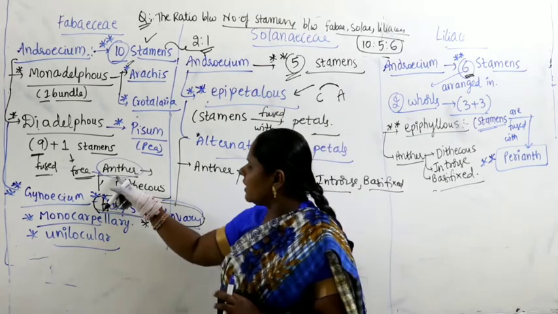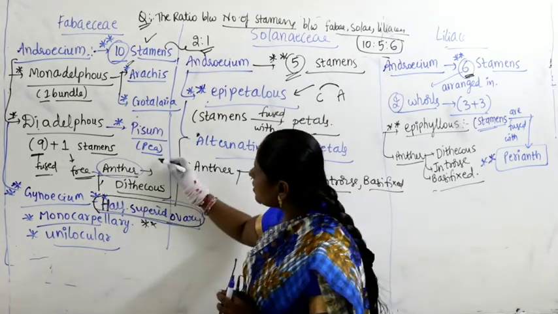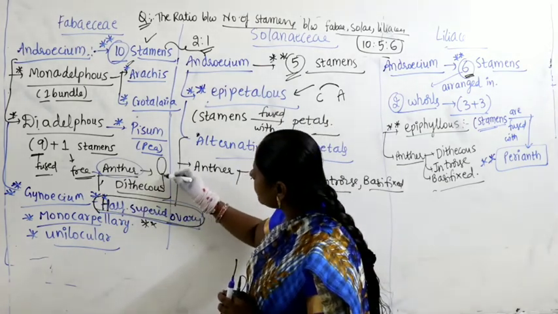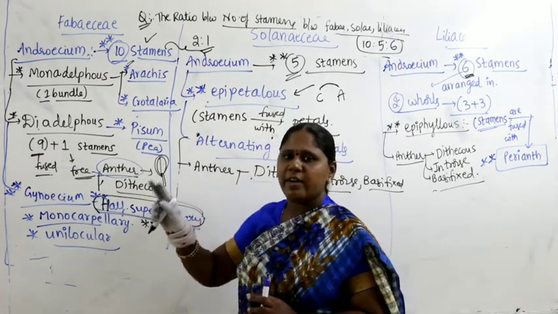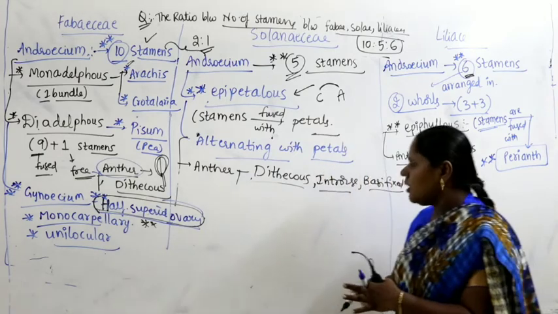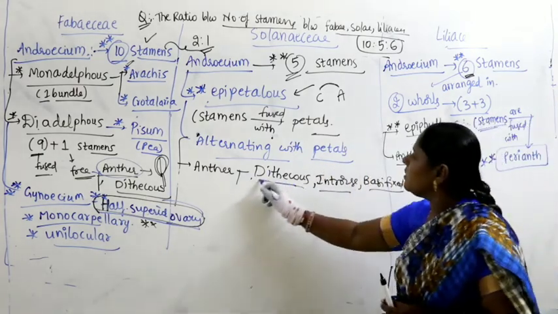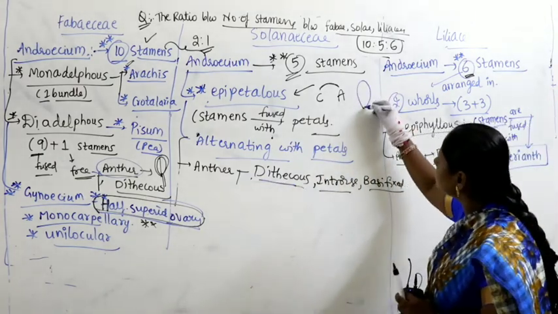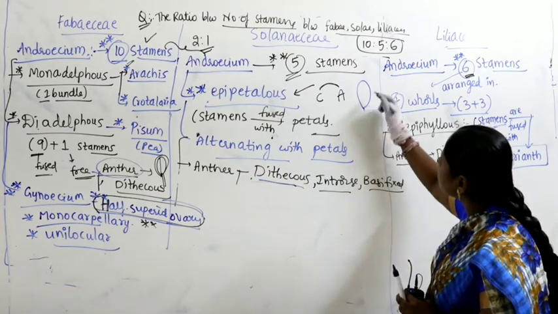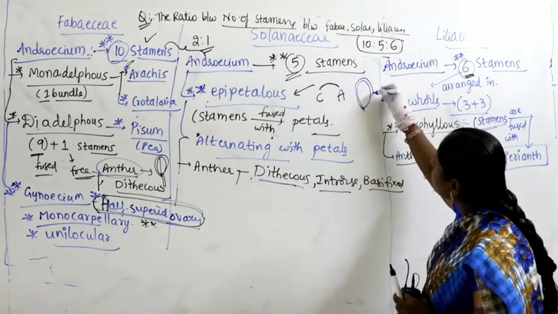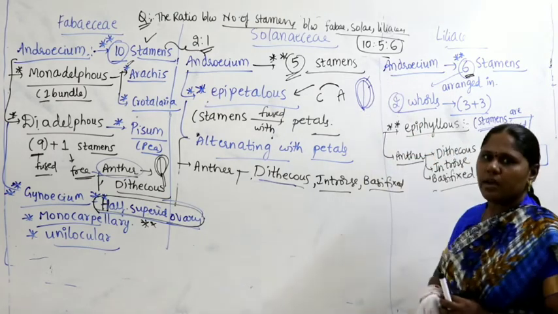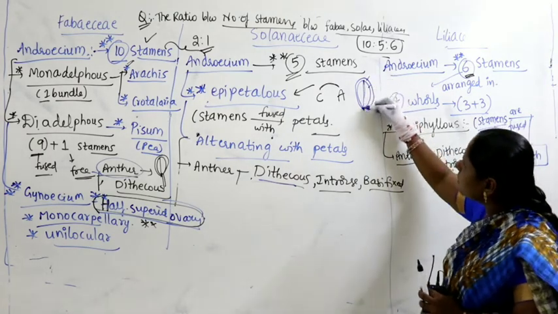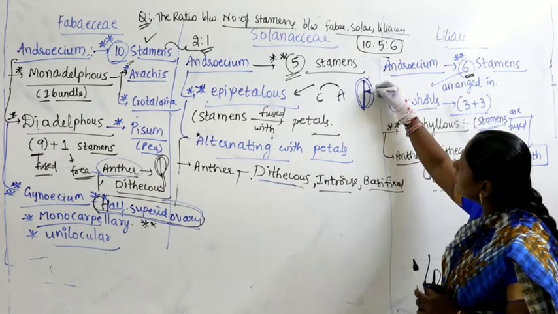Now if you take the anther, the anther is dithecous. This is the anther, it is dithecous, meaning it is covered by 2 theca, divided into 2 chambers. Similarly here also the anther is dithecous. If you look at this anther, it has 2 theca, the outer theca and the inner theca. In the center you have what is called the connective.